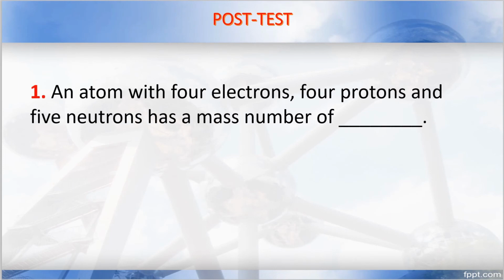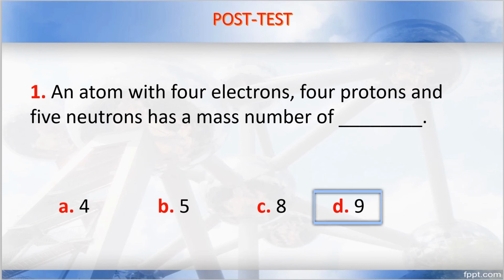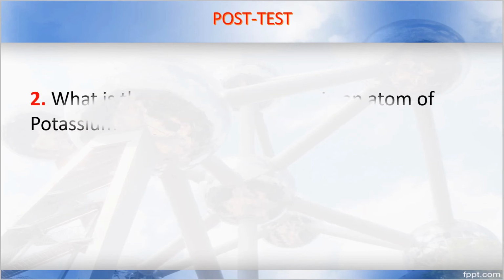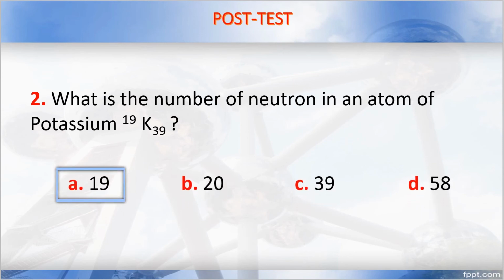Let's proceed to the post-test. Number 1. An atom with 4 electrons, 4 protons, and 5 neutrons has a mass number of blank. A. 4, B. 5, C. 8, D. 9. Number 2. What is the number of neutrons in an element of potassium? A. 19, B. 20, C. 39, D. 58.